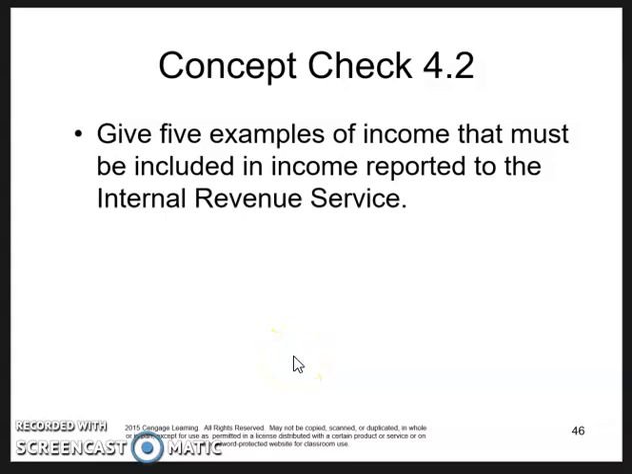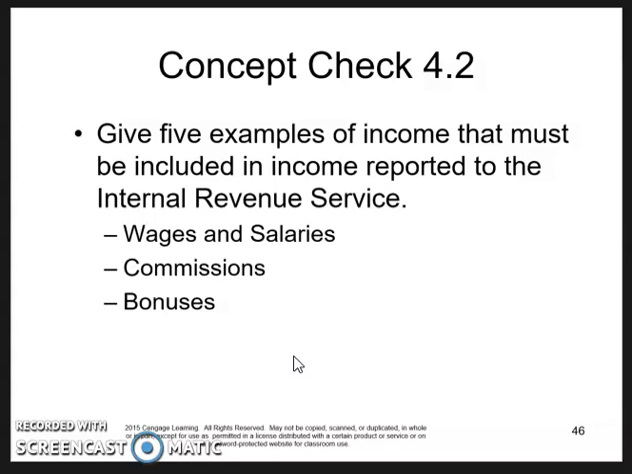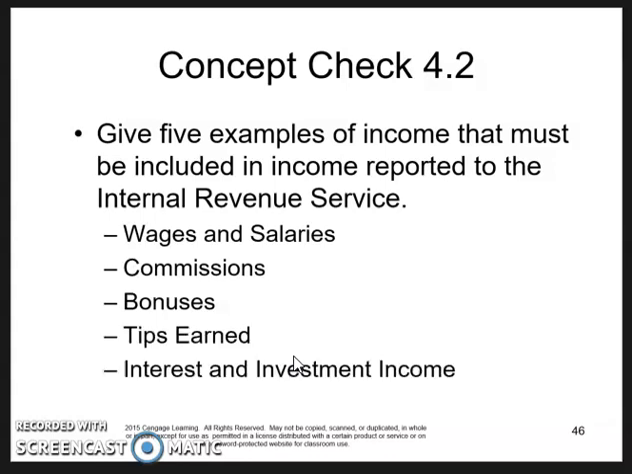Concept check 4.2. First is give 5 examples of income that must be reported to the Internal Revenue Service. Top of the list: wages and salaries, commissions, bonuses, tips earned, interest and investment income, retirement income. I believe that's the complete list, actually.